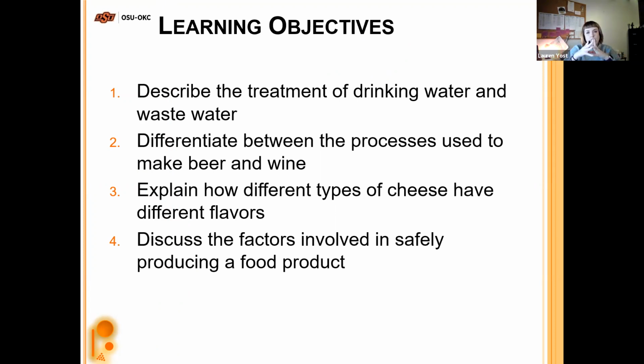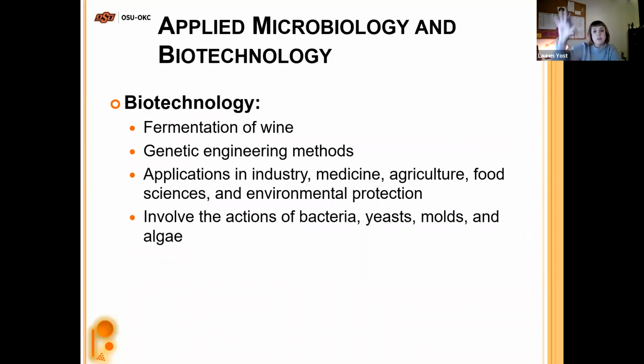Cheeses and how cheese has different flavors, factors involved in safely producing food, all of that. So in the industry overall, biotechnology, how do we use it within our daily lives? Fermentation of wine, obviously making wine. We also can get vinegar, that pathway as well. If you've ever heard of red wine vinegar. Genetic engineering methods are used in technology as well to make microbes do what we need them to do. They have applications in industry, medicine, agriculture, food sciences, and environmental protection.